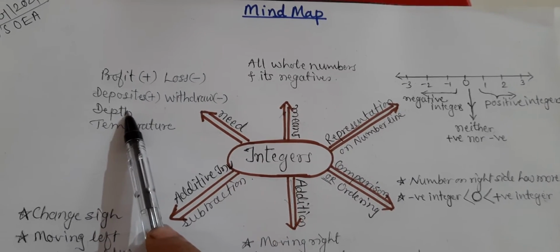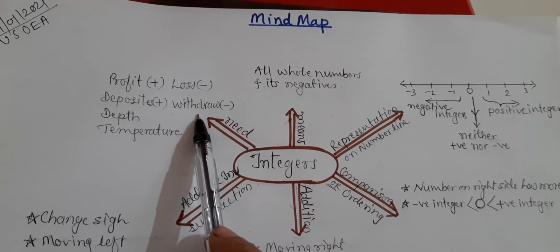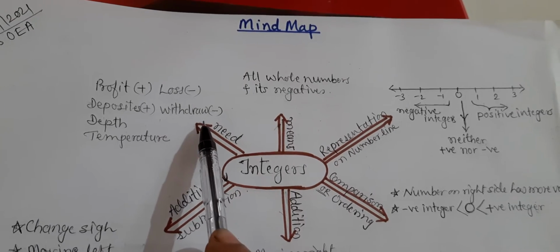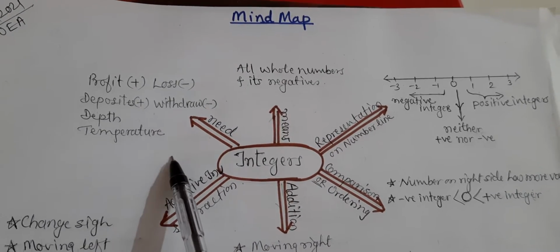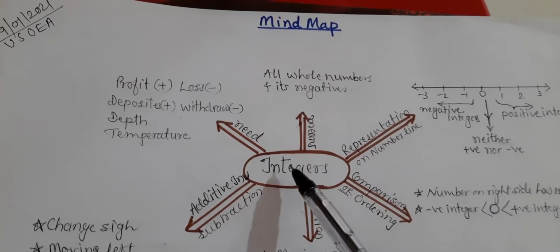Depth is taken positive if it is above the sea level, and it is taken negative when it is below the sea level. And temperature will be positive when it is above 0 degree Celsius, and when it is below the 0 degree Celsius it is taken as negative. So we need to study integers.